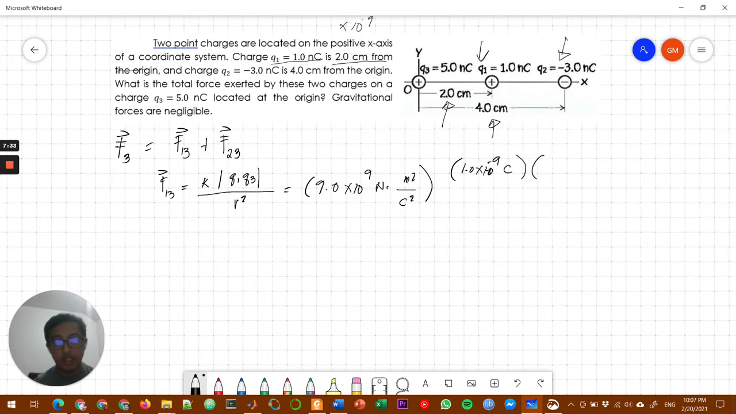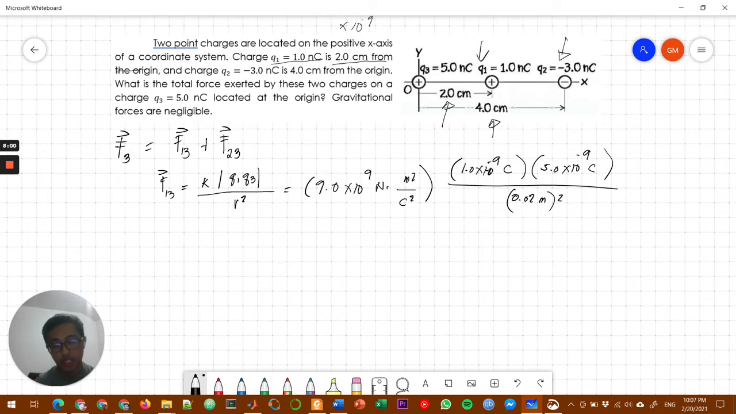Times the charge Q3, which is 5 times 10 to the negative 9 coulomb. And then R square, the distance between them, should be in meters. So that's 2 cm between Q1 and Q3. So 2 cm is 0.02 meter, and that is squared.